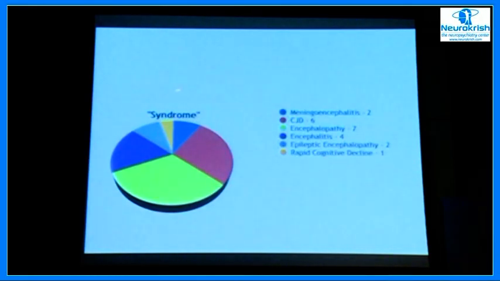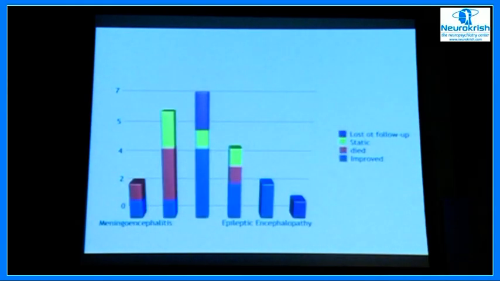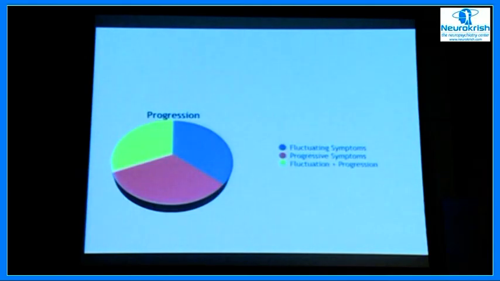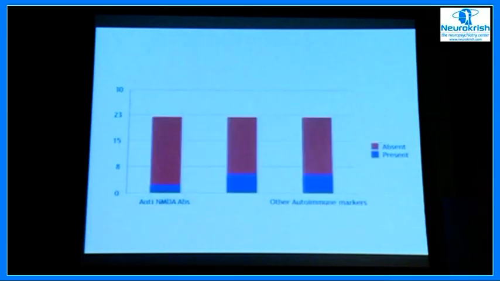And you can see the breakup of the syndromes: meningoencephalitis 6, CJD, encephalopathy 7, encephalitis 4, epileptic encephalopathy 2, and rapid cognitive decline. And you can see the breakup of meningoencephalitis and epileptic encephalopathy: 1/3 having fluctuating symptoms, 1/3 having progressive symptoms, and 1/3 having fluctuation and progression.